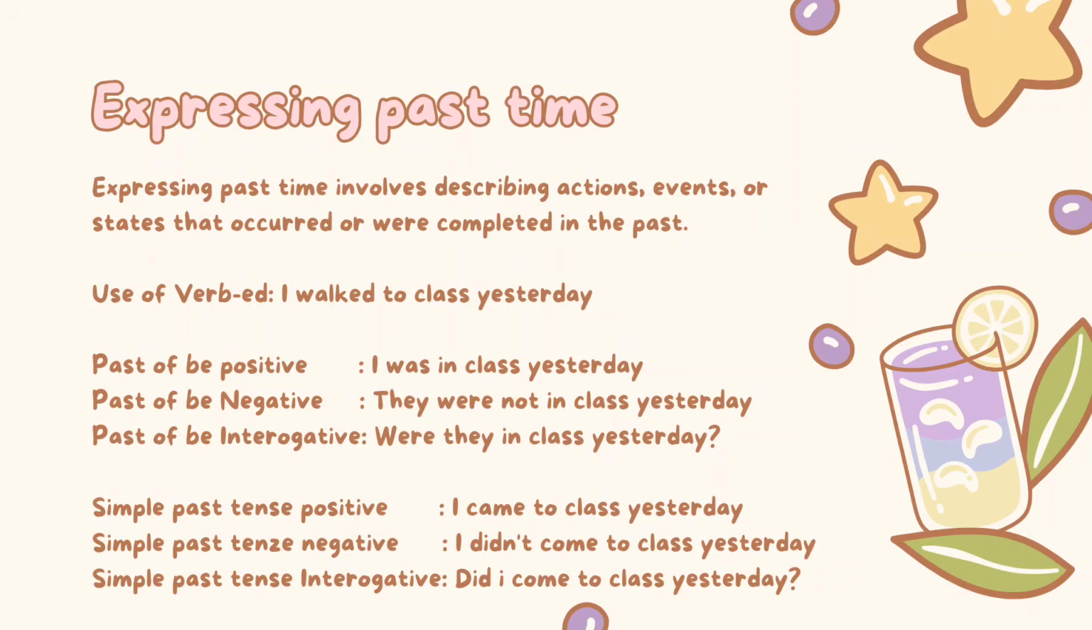The last one is simple past tense positive, simple past tense negative, and simple past tense interrogative. This is the very basic of simple past tense for past time. For example, the positive is I came to class yesterday. For the positive simple past tense, you cannot use the first verb.